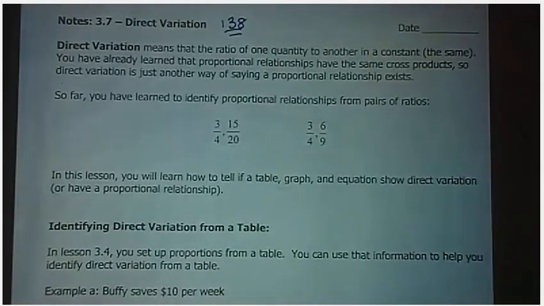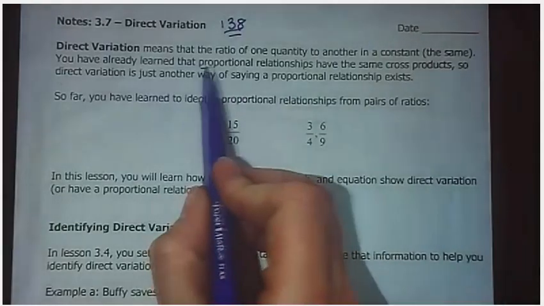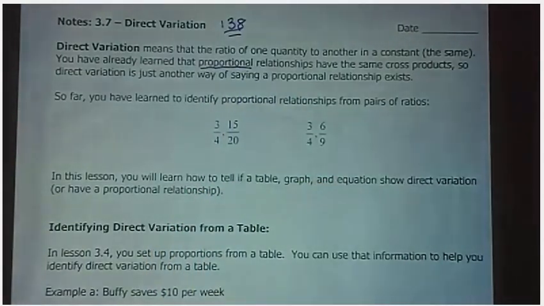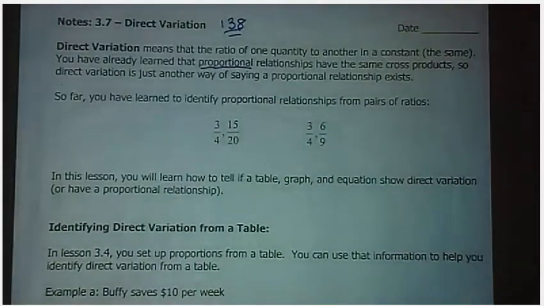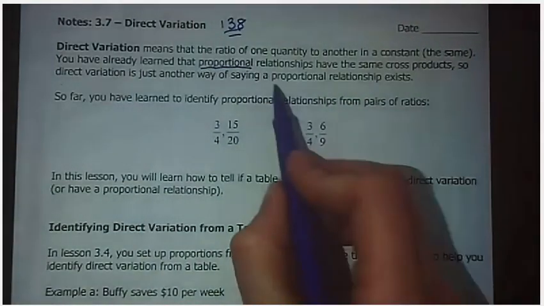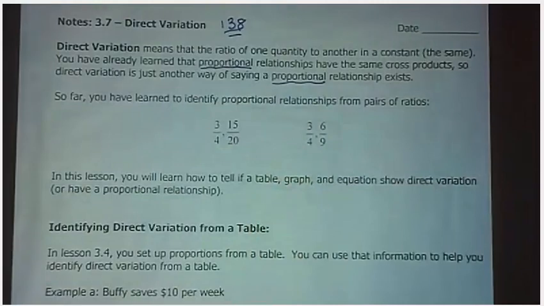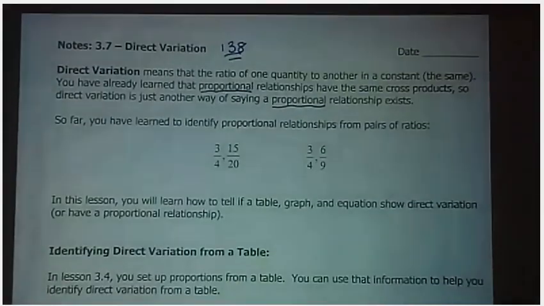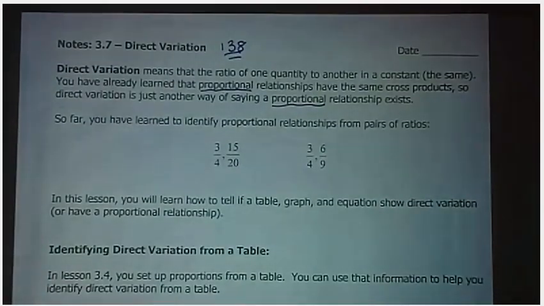The definition of direct variation is that it means that the ratio of one quantity to another is a constant, or the same. You've already learned that proportional relationships have the same cross products, so you should remember what proportional means. So direct variation is just another way of saying proportional relationship. So just in case you didn't catch that, proportional and direct variation mean the exact same thing.